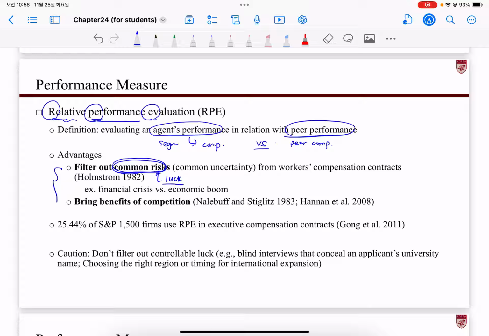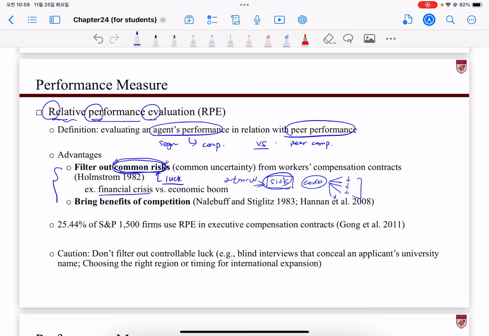Luck is something that you can't control, right? Let's say you're trying to take an exam tomorrow, but you became sick. And sickness is something that you can't control, right? Disease is something that you can't control, like the COVID period, where every company was going through a downturn. That was unavoidable, right? That is the common risk. You don't want to be evaluated based on a risk that you can't control, right?